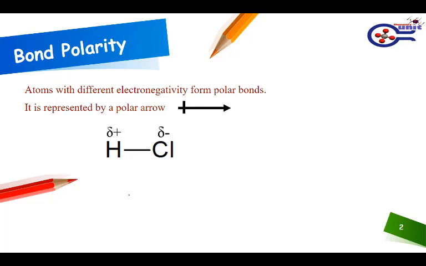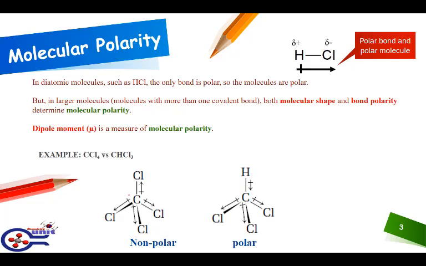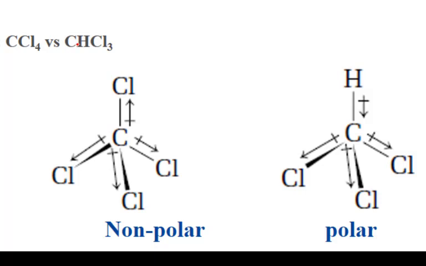Next, we will focus on the other important term, which is molecular polarity. In a diatomic molecule, such as HCl, the only bond is polar, so the molecule is a polar molecule. But in larger molecules, or molecules with more than one covalent bond, both molecular shape and bond polarity determine the molecular polarity. In this case, we will use the dipole moment, or mu, as a measurement of molecular polarity. To understand more, let's look at the difference between these two examples, CCl4 and CHCl3.